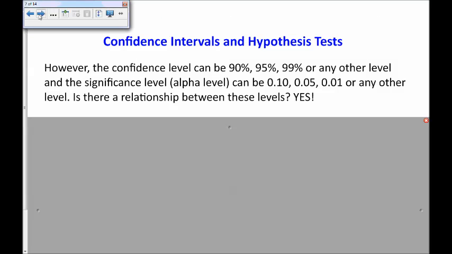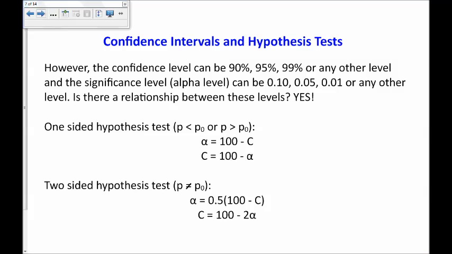However, the confidence level can be 90% or 95% or 99% or some other confidence level. And the significance level, or the alpha level, can be 0.1, 0.05, 0.01, or any other level. So we can ask ourselves, is there some kind of relationship between confidence levels and significance levels? And the answer is yes.